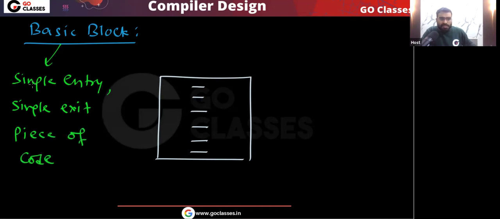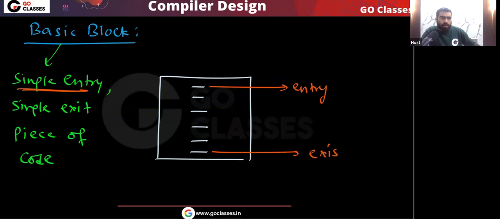So I can say this is a single entry. There is a single entry here. For example, this is the entry point. Is this clear? This is the entry and this is the exit. Is this clear? Let me know. So remember, this is the entry, this is the exit.